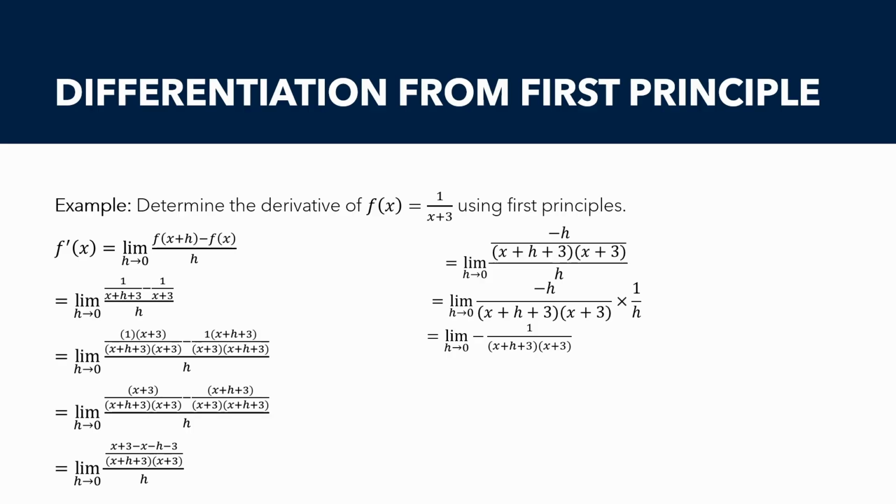And now this is where I can substitute in the 0 for h, because h is approaching 0, and doing that, I get the following expression: negative 1 over x plus 0 plus 3 multiplied by x plus 3, and that's going to leave me with negative 1 over x plus 3, x plus 3, and finally that's going to be negative 1 over x plus 3 all squared. And just like that, you've differentiated the function f of x is equal to 1 over x plus 3 using first principles.